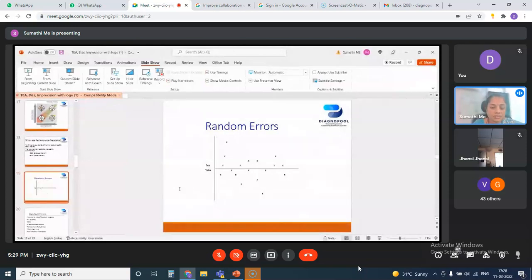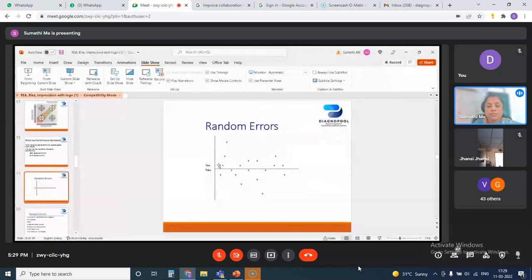So what is random error? Random error, as the name suggests, is very random. It is not consistent. You will not see deviations on a consistent basis. Some of the points may suddenly go out of the acceptable limit. So it varies on a day-to-day basis. There you can see a large dispersion around the mean, around the true value. These are observed in most of the LJ charts.